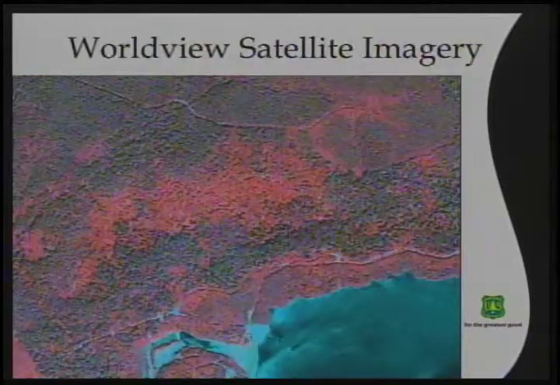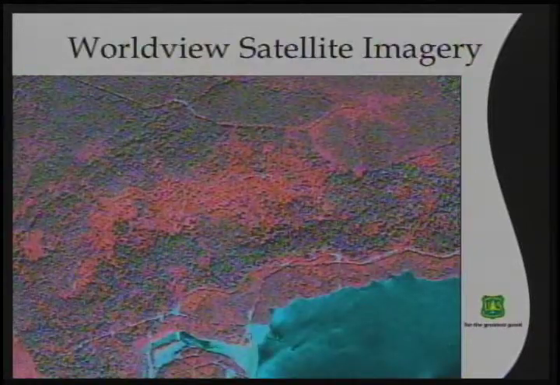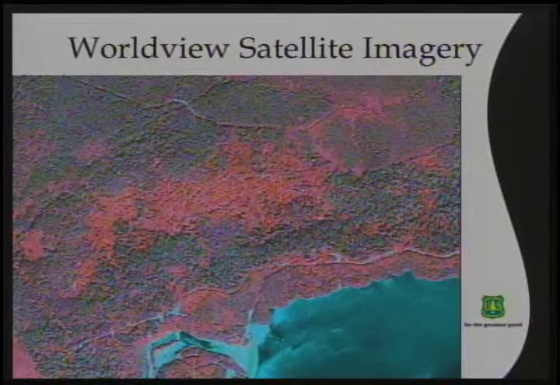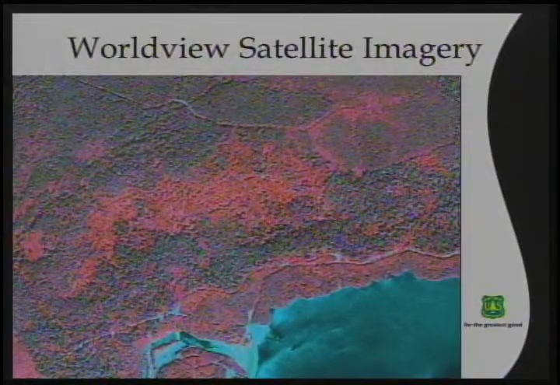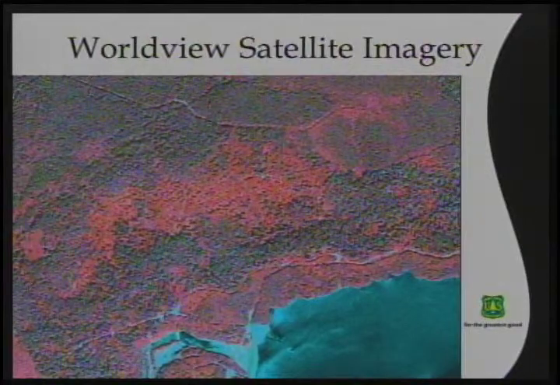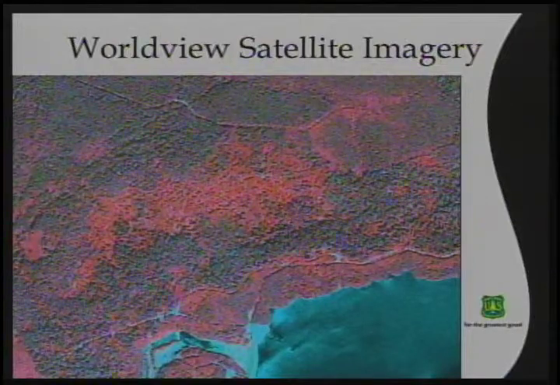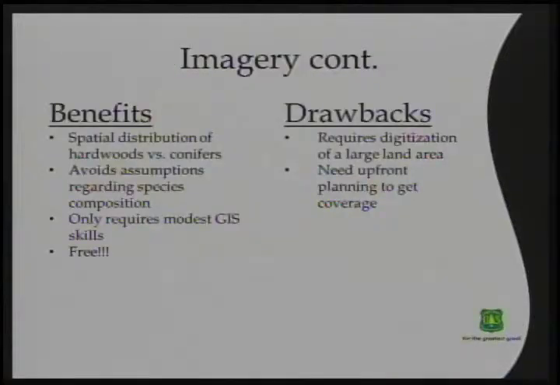There's a new satellite that was launched, called WorldView Satellite, and it shoots in 8 spectrums of light. And these things just pop out after you look at them compared to the NAIP imagery. All these teal portions are openings. You can digitize the openings. You could digitize the hardwood components. And then you could look at the spatial distribution of these things. Does it match up with what you'd expect?